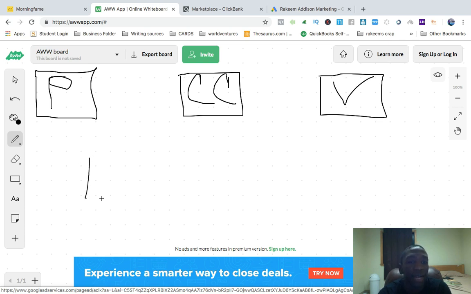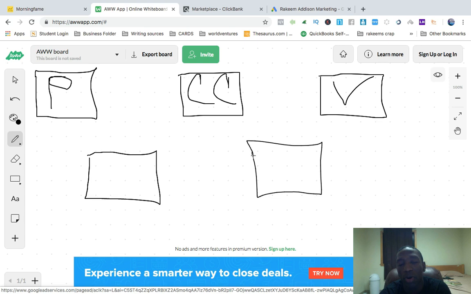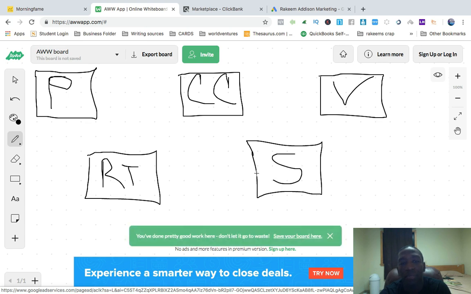Now here at the bottom, so what's at the top is going to be part one of the strategy, and what's at the bottom will be part two. Let me put the last two boxes down here. This box right here is going to be the RT box, and right here, this will be the S box. Let's break this strategy down, because I know you're probably wondering what all these letters mean.